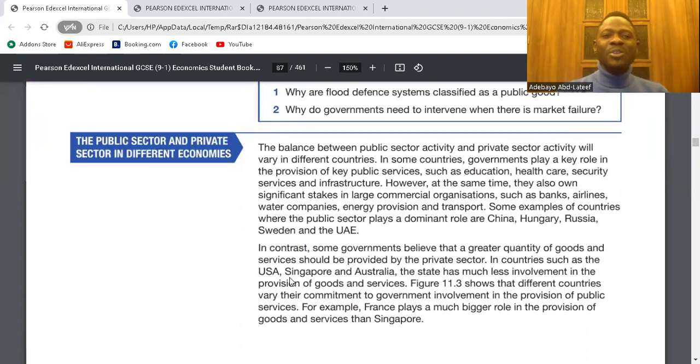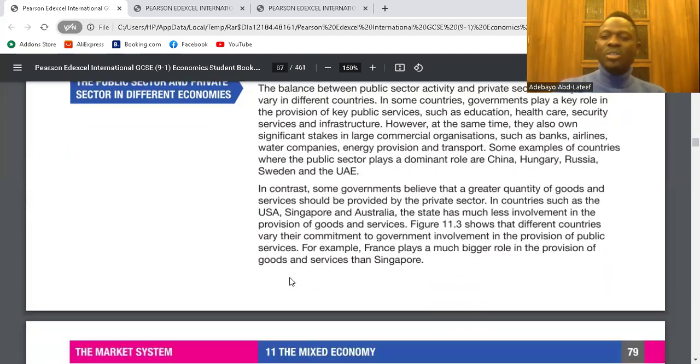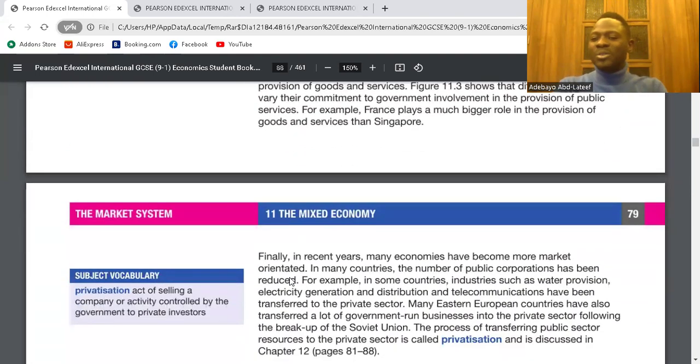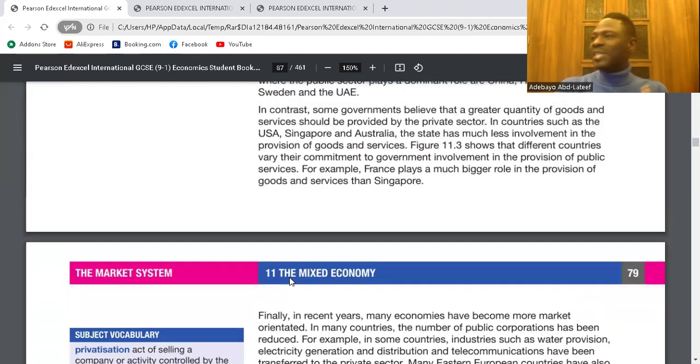The public sector and private sector in different economies. The balance between public sector activity and private sector activity would vary in different countries. In some countries, government play a key role in the provision of key public services such as education, healthcare, and security. In contrast, I'm going to the next paragraph, then I will explain them together. In contrast, some governments believe that a greater quantity of goods and services should be provided by the private sector. So what they are trying to let us understand here is about privatization.